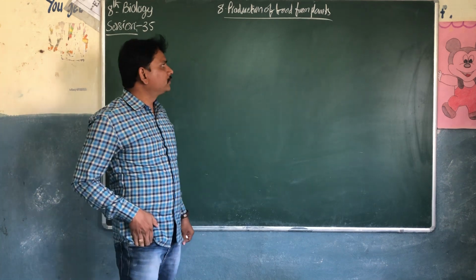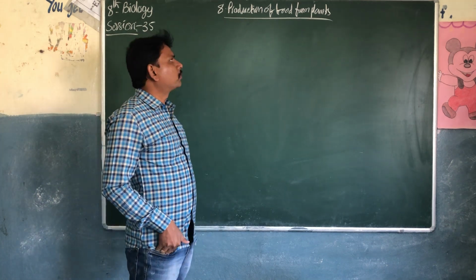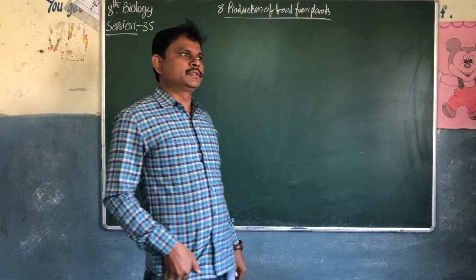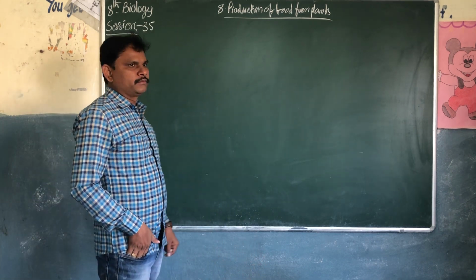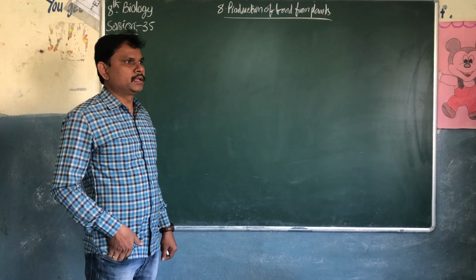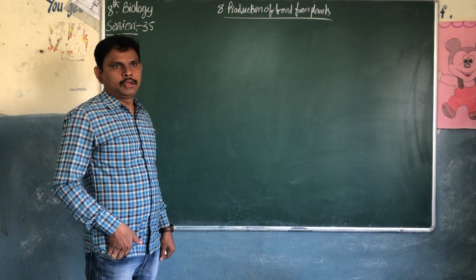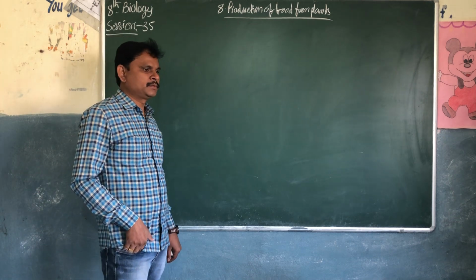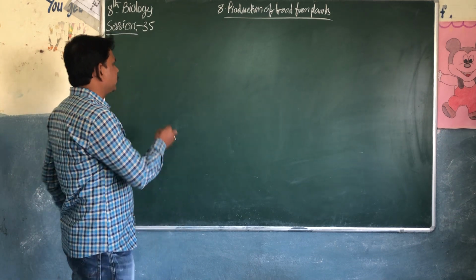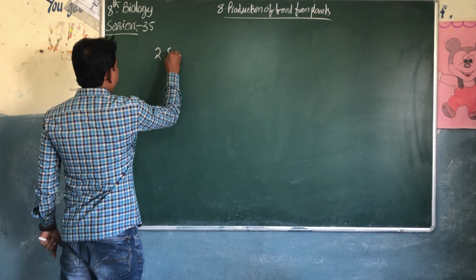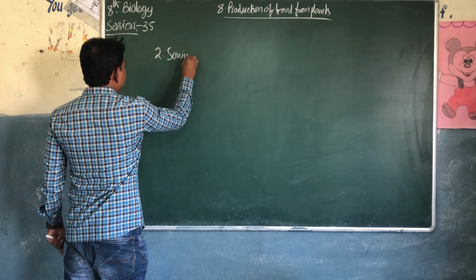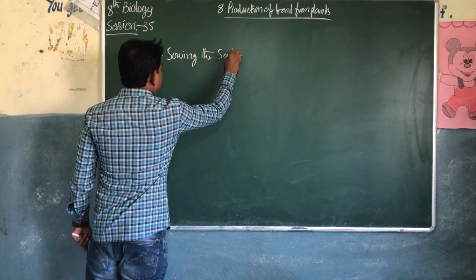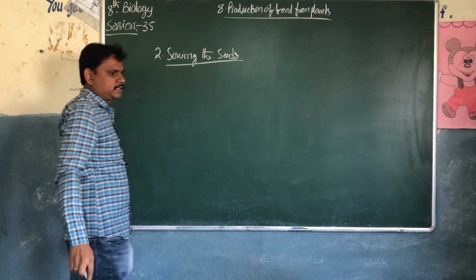We are discussing the 8th unit, production of food from plants. In the last class we discussed some very important methods in agriculture, in paddy cultivation, like preparing the soil. Today we are going to discuss sowing of seeds.